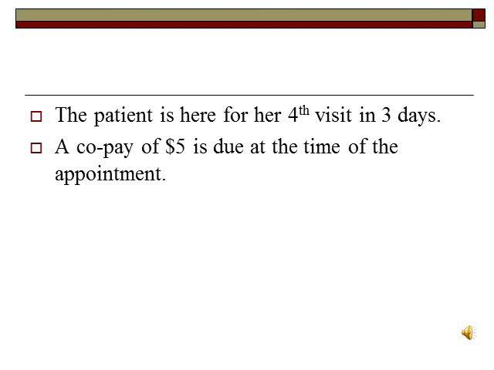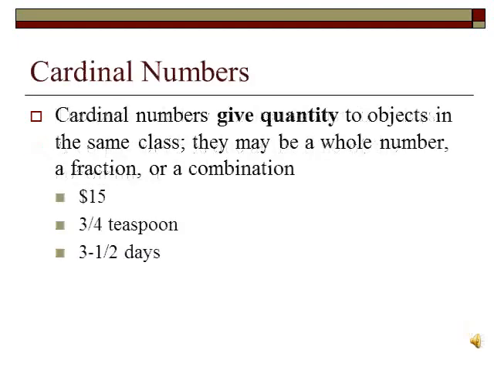The copay of $5 is due at the time of the appointment. Here it's an even dollar amount, just the dollar sign and the number 5, no decimal 00. Cardinal numbers give quantity to objects. Might be a whole number, a fraction, or a combination, such as $15, dollar sign 15, 3/4 teaspoon, and again, no spaces in there at all. 3.5 days, 3-1/2.